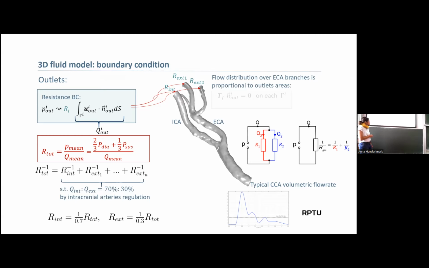The physicians say that the pressure, or the resistance, or the flow in the carotid artery and in these branches is somehow regulated by the intracranial arteries, such that a big amount of the flow rate, about 70%, is flowing into the internal and the rest into the external.